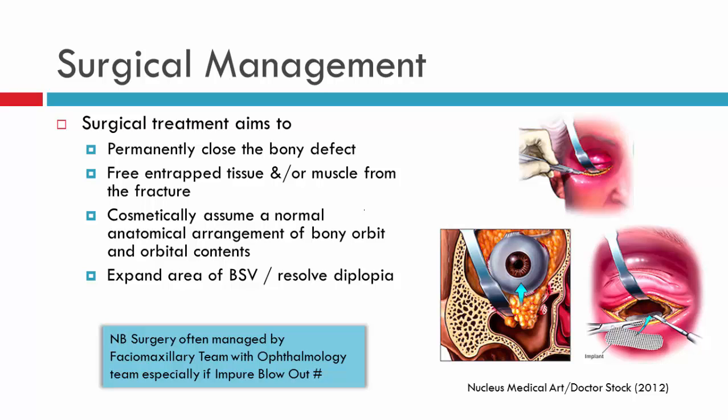Now, when you free entrapped muscles, there may be an expansion of BSV, etc. But if over time there is no further improvement or there's little improvement, and in 6 months' time the patient still has issues, then extraocular muscle surgery would be required at this point. And the purpose for this will be to expand the area of BSV and resolve the diplopia in this instance. Just a note also that repair of blowout fractures usually requires a multidisciplinary team, and specifically the maxillofacial surgeons and the ophthalmologists work together.